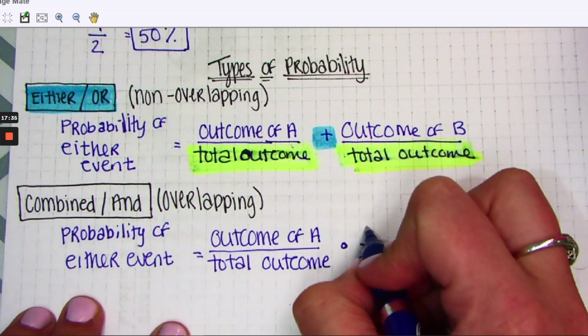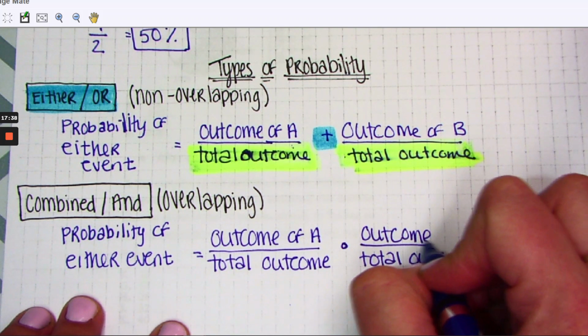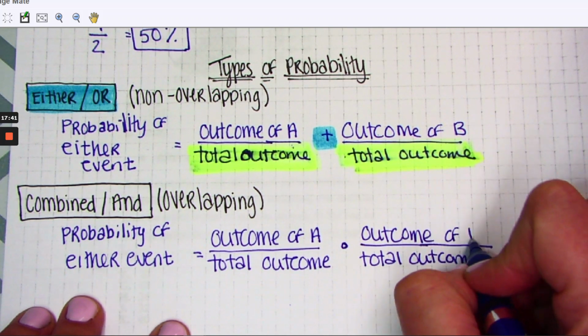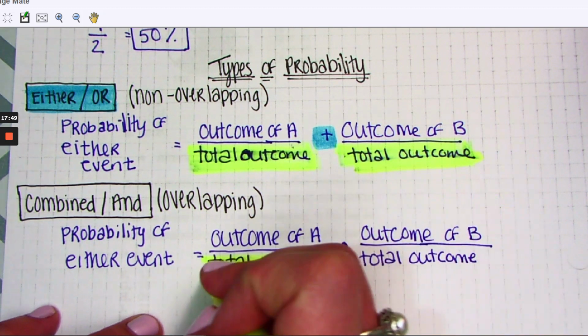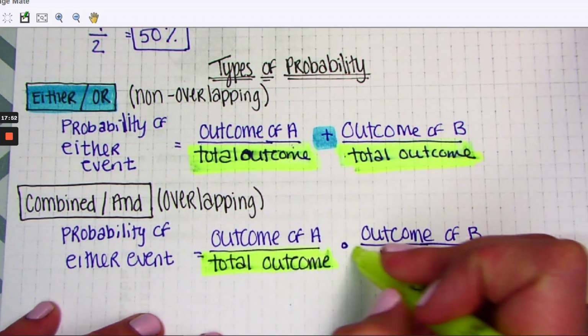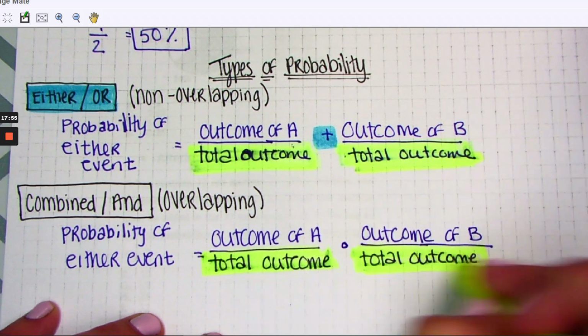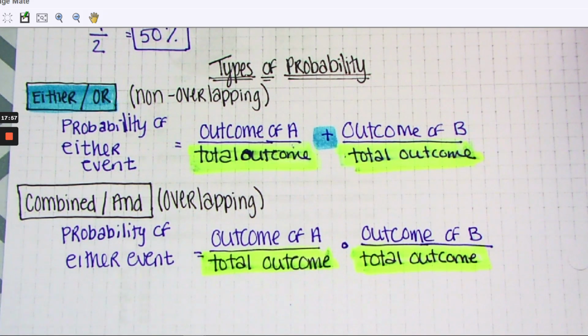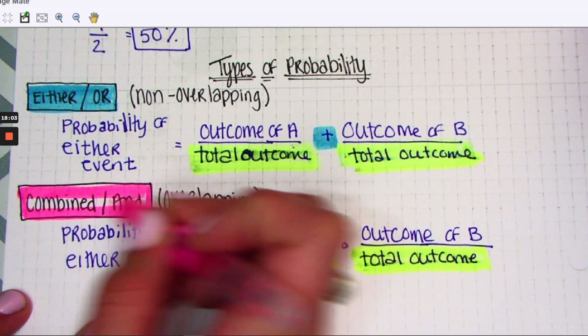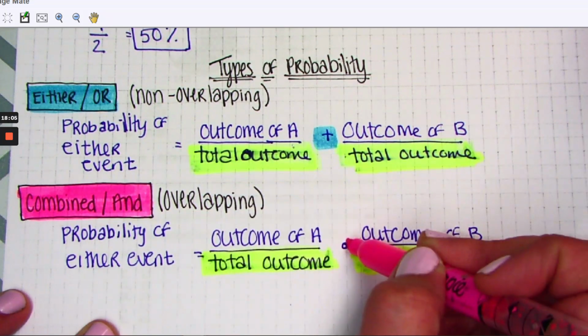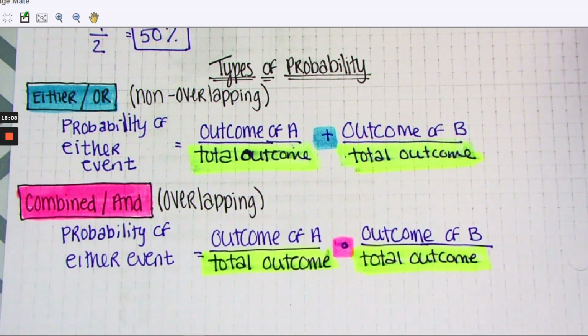So if you want two things to happen, you have to multiply the probabilities together, which means your chances of completing this become slimmer because you have to do both of them. And when you multiply fractions together, the numbers continue to get smaller. So when it's combined or overlapping probability, meaning this has to happen and this has to happen, you multiply the probabilities together.